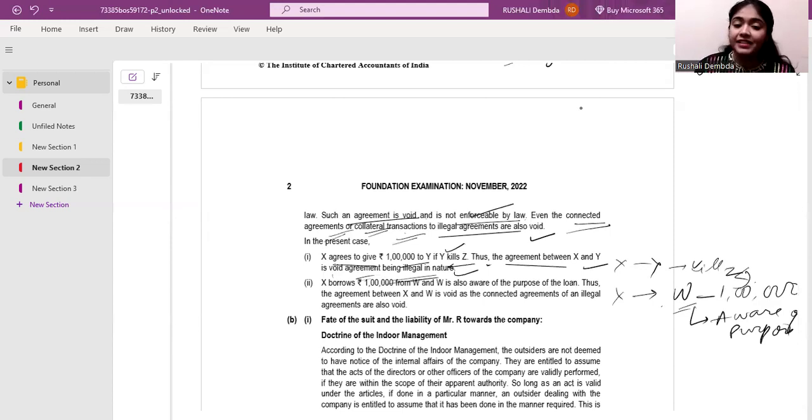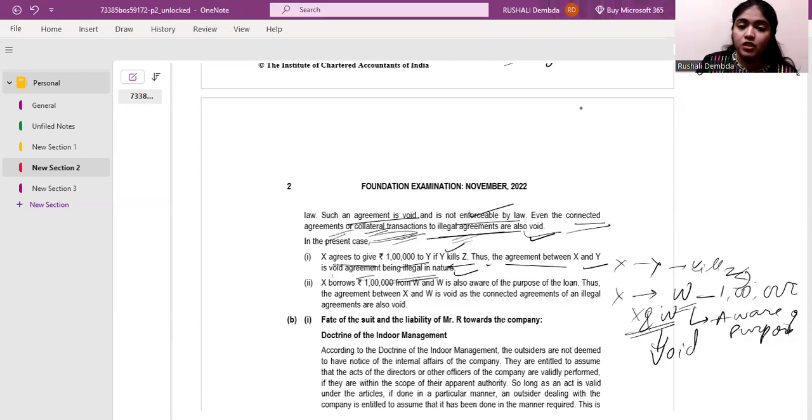Now, the contract that X and W have made, the agreement that they have made, is also void, because all the collateral transactions to an illegal agreement are also void. Okay. I hope it is clear how we present it.